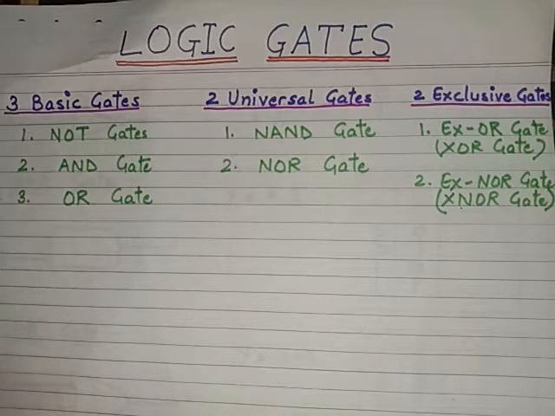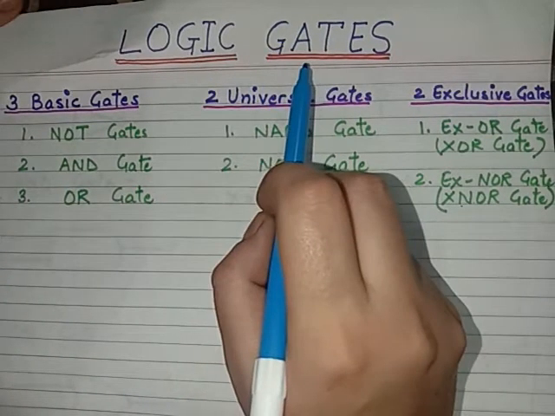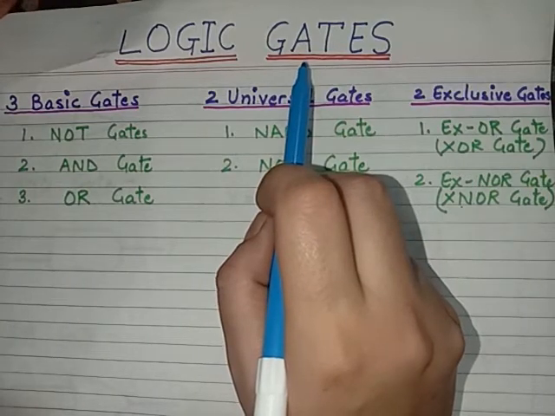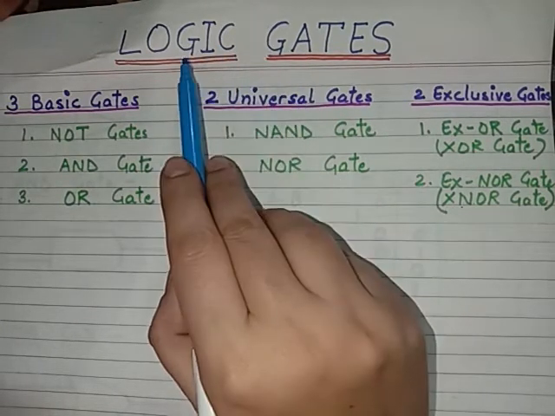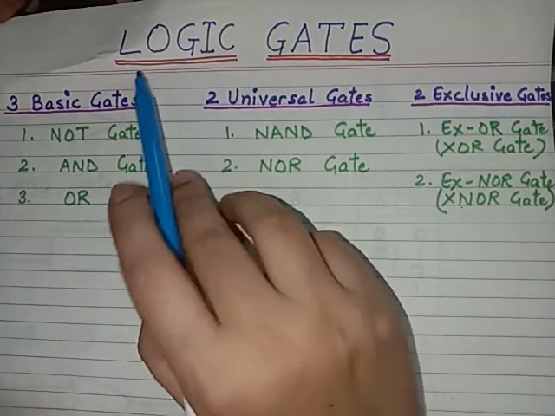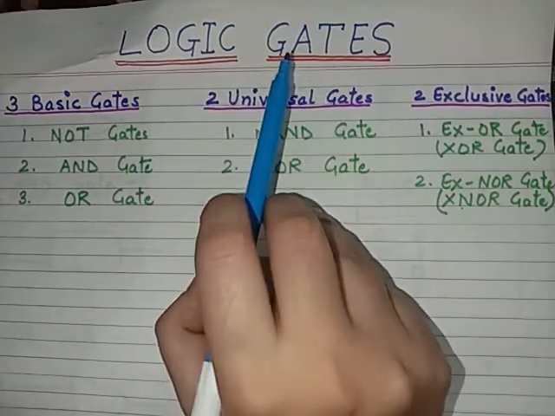Our today's topic is logic gates. A logic gate is not any type of device actually, it's a circuit that works on some logic. So, logic gates are the circuits that work on some logic. That's why these are known as logic gates.